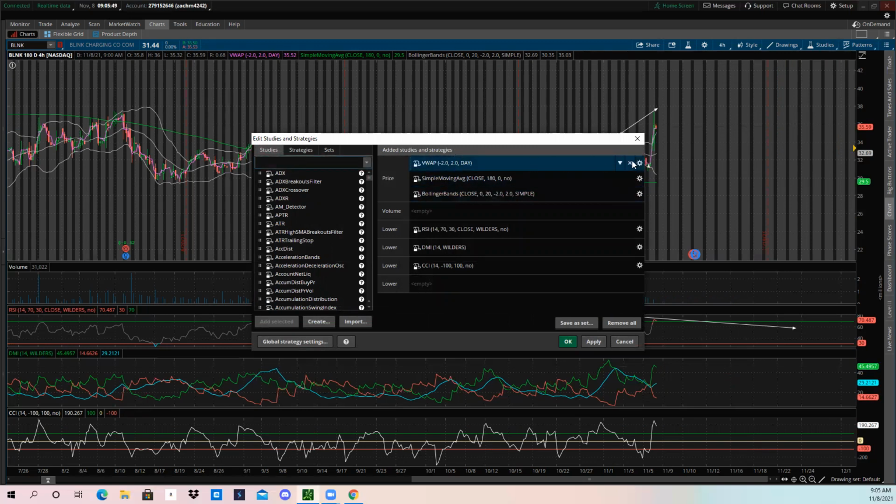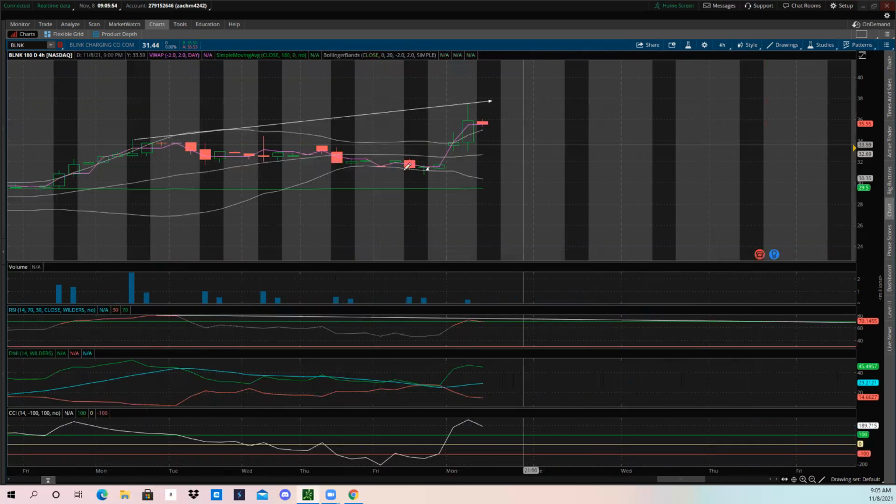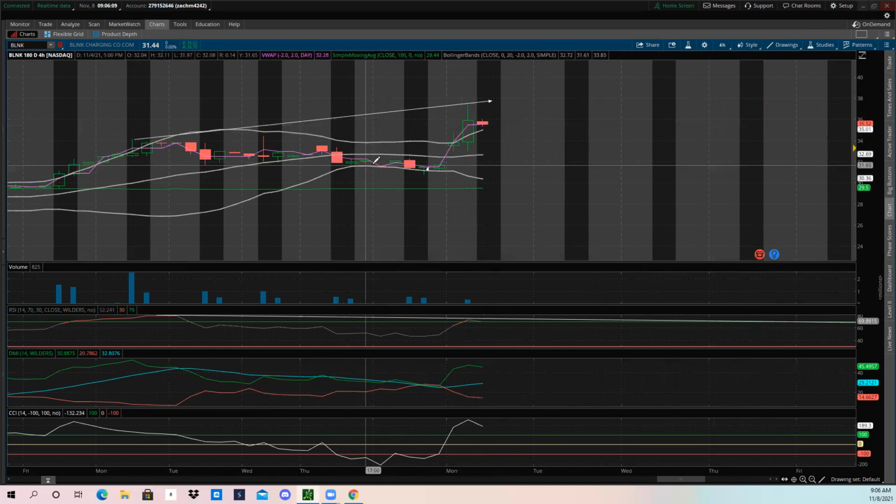So we got the VWAP first. I didn't go over the VWAP. Okay, the VWAP is just this purple line. It's the volume weighted average price. Okay, so it's relative to the volume as well. Okay, basically when you're above the VWAP, you're bullish. When you're below the VWAP, you're bearish. Just kind of simple stuff like that.